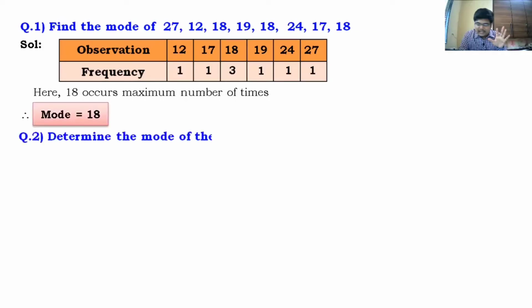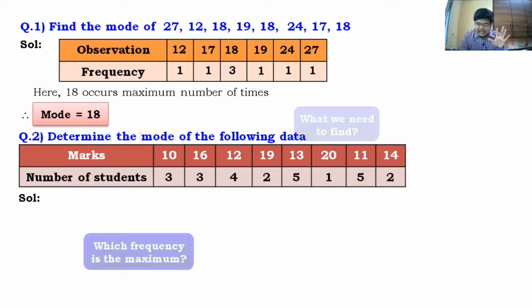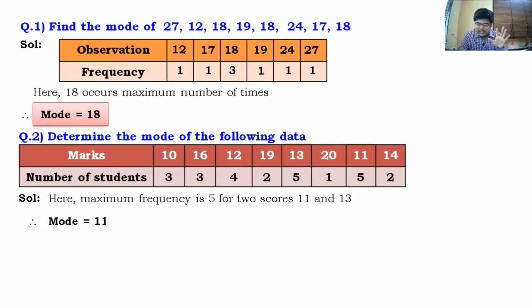Ungrouped data simply means that the table will already be given in the question. Just look and tell me what is the mode. It's very simple. Look at the value which has the highest frequency. 13 and 11 have the highest frequency 5. One line answer: 13 and 11 occur maximum number of times and therefore we can say that mode is 13 and 11. That's it. I hope you have understood this. Quickly make a note of this and then we'll move to the main part, that is mode for grouped data.